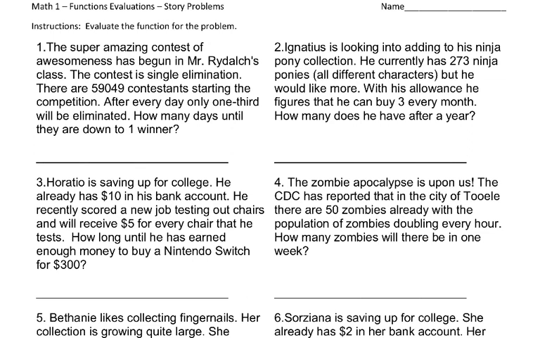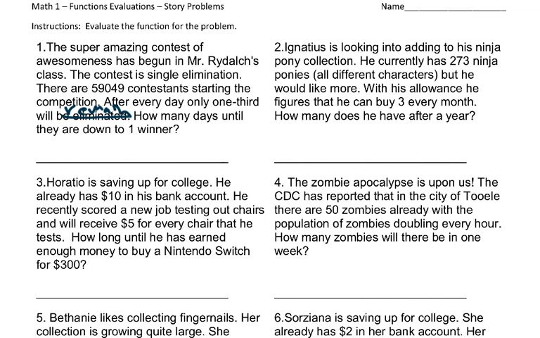So the first one, the super amazing contest of awesomeness has begun in Mr. Rydalch's class. The contest is single elimination. There are 59,049 contestants starting the competition. After every day, only 1/3 will, I think that says will be eliminated. It should be will remain. I meant to change that to make more sense. Will remain. How many days until they are down to one winner?